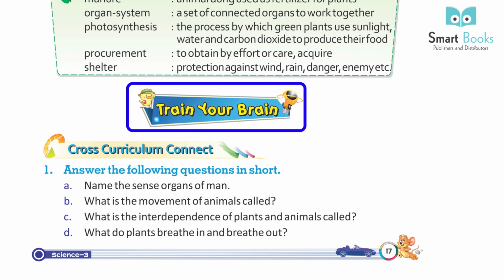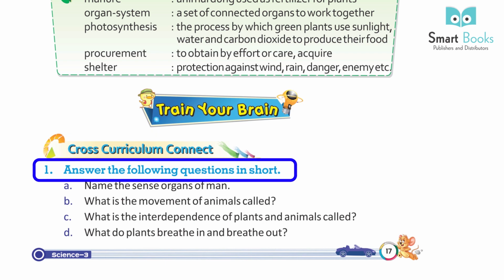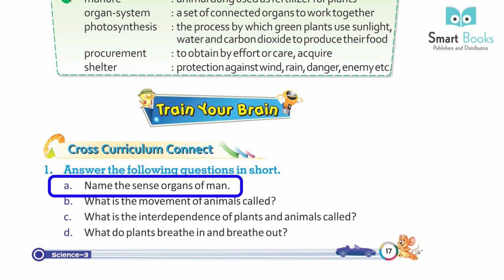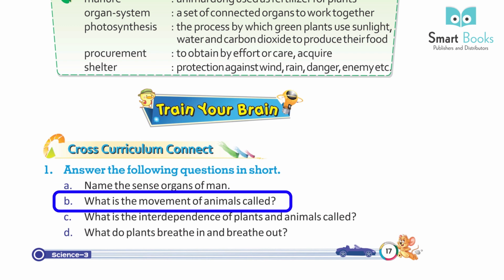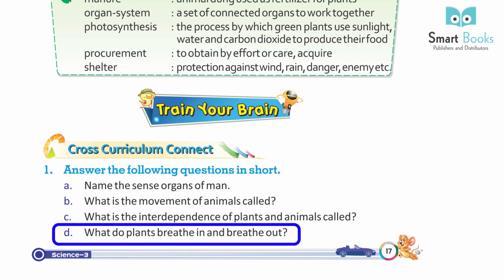Train your brain. Cross-curriculum connect. 1. Answer the following questions in short. A. Name the sense organs of men. B. What is the movement of animals called? C. What is the interdependence of plants and animals called? D. What do plants breathe in and breathe out?